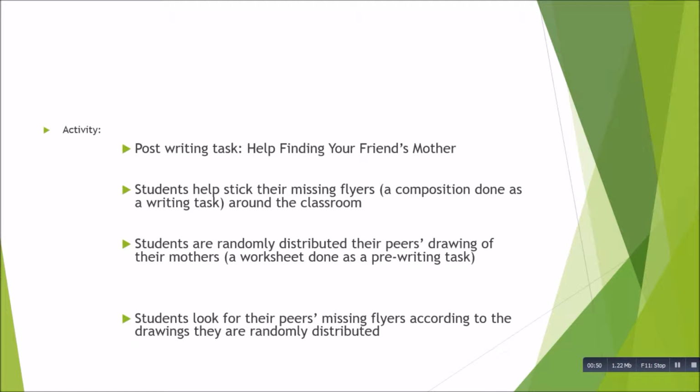So here's the rundown of this activity. First of all, students distributed their missing flyer composition, and then they need to stick it all around the classroom. When they finish sticking the missing flyers, they need to return to their seats, and then they're distributed in other worksheets, which are their peers' drawings on their mothers or their other family members. So eventually, students need to look for their peers' missing flyers on the walls according to the drawings they are randomly distributed or they're holding on their hands.